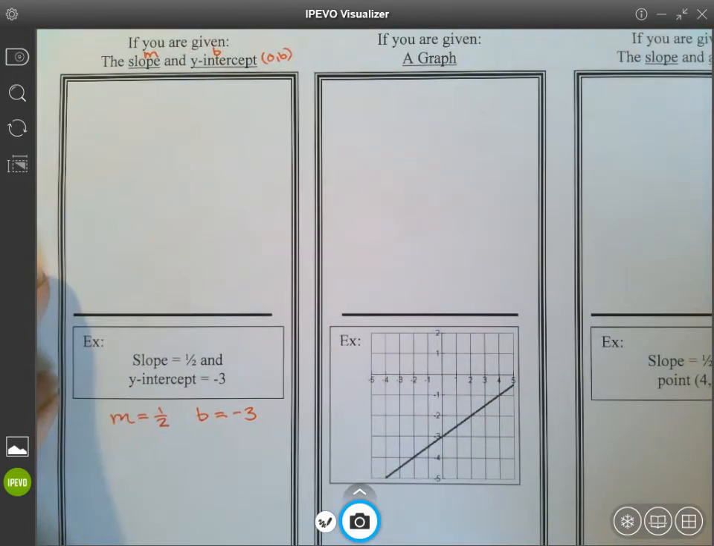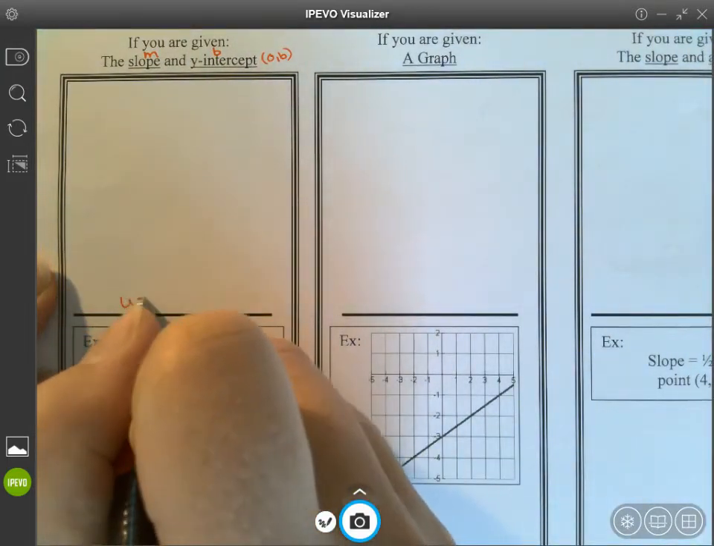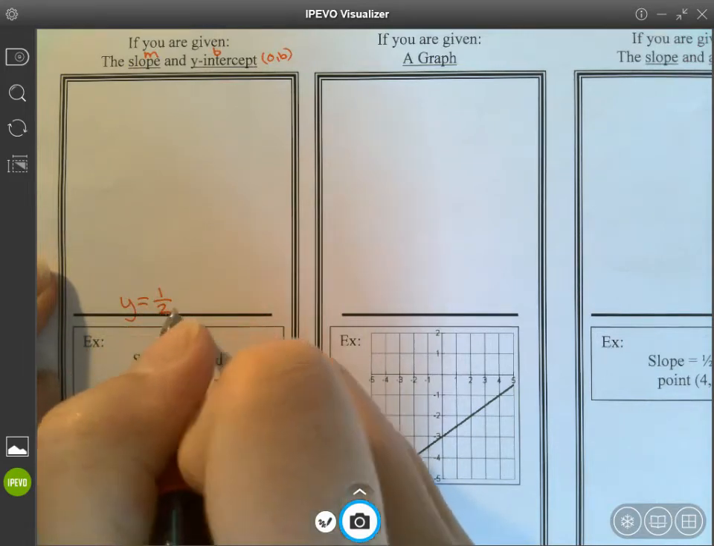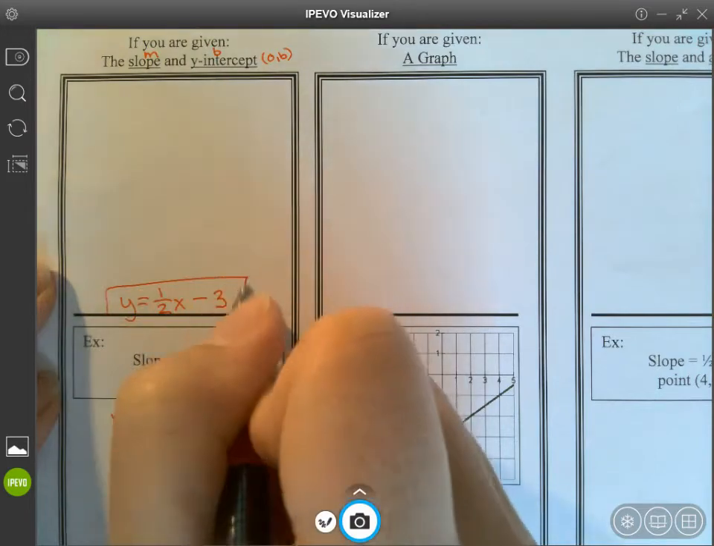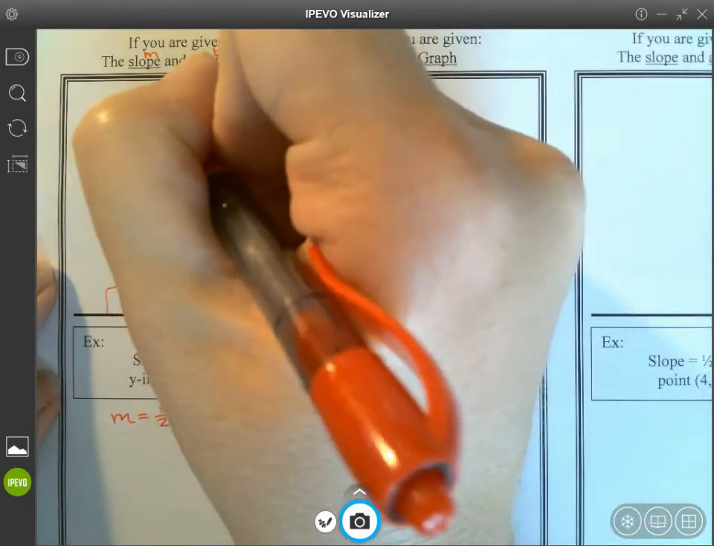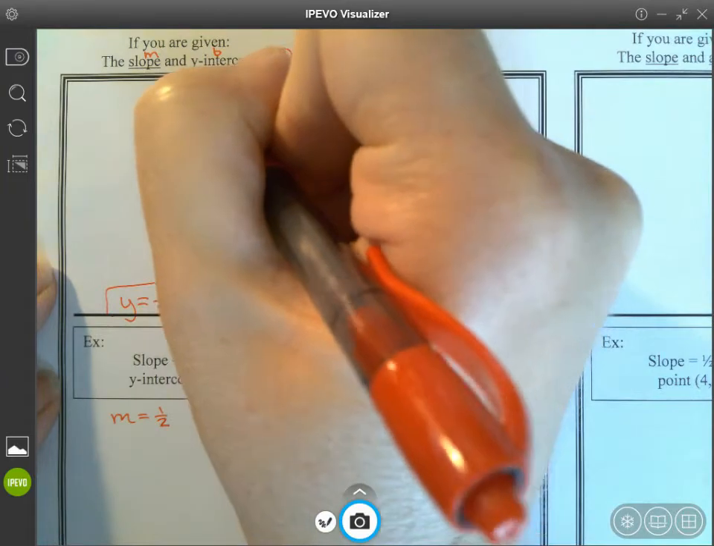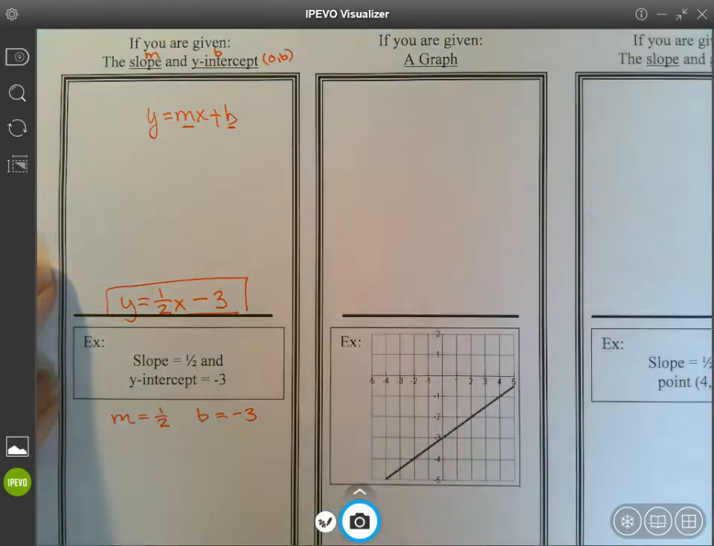When I go to write my equation, and we're going to write them in slope-intercept form, it is going to be y equals my slope of 1/2 times x minus 3, or plus a -3. And that's all you have to do. So we're putting these in slope-intercept form. When I'm doing slope-intercept form, I need the m and I need the b. So I had both pieces of information, I plug it in, I'm all done.